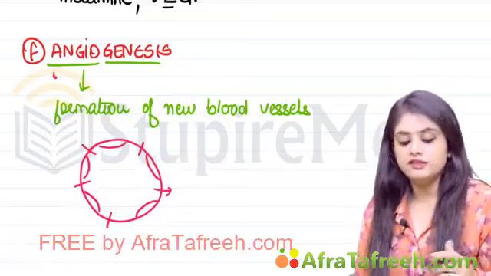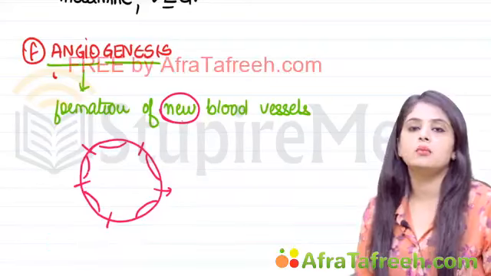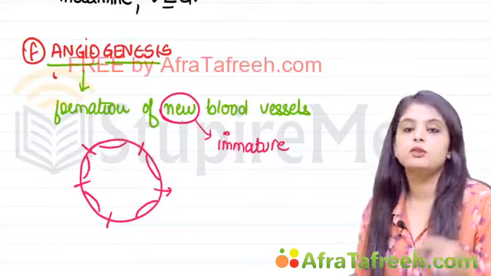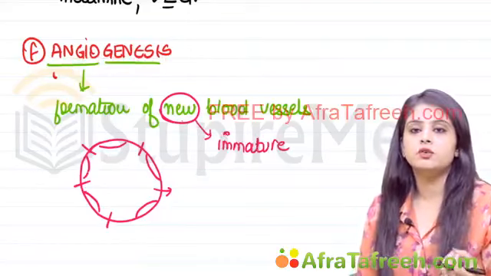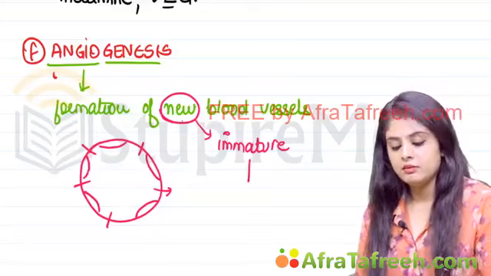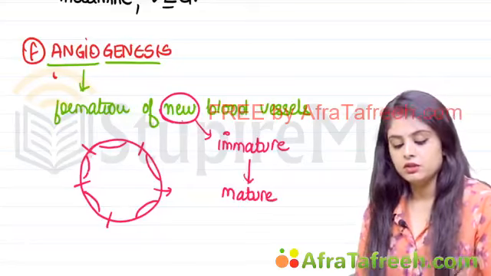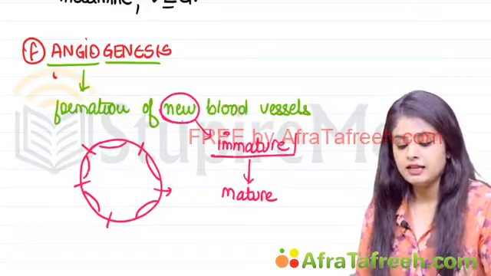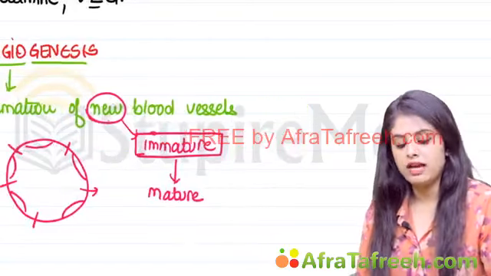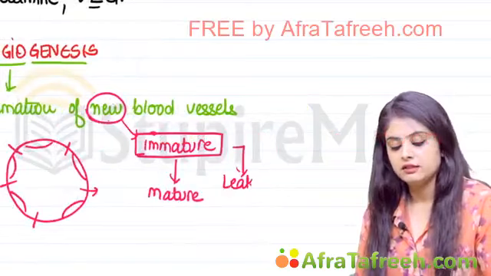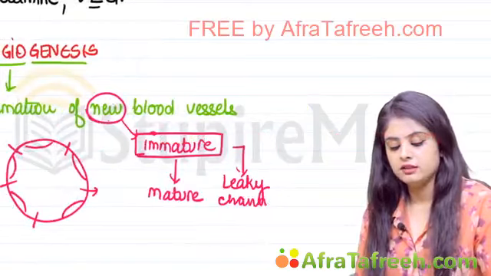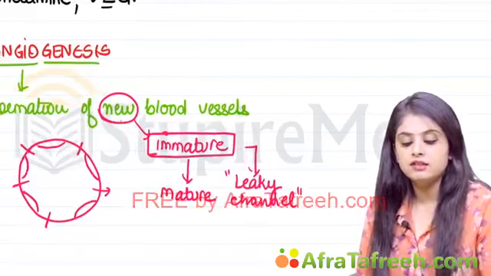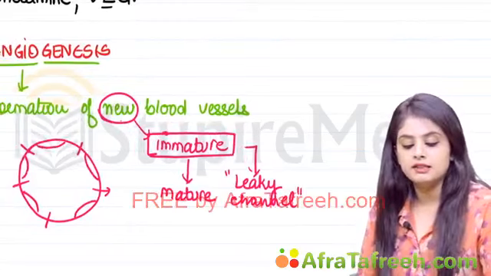When a blood vessel is newly synthesized, when anything in our body is new, that is going to be immature. Whenever a new cell, a new structure is formed in our body, it is going to be immature, and with time it is going to mature. What is the characteristic of an immature blood vessel? An immature blood vessel is also known as a leaky channel. It means that the endothelial cells have not fused with each other. There are these gaps present.